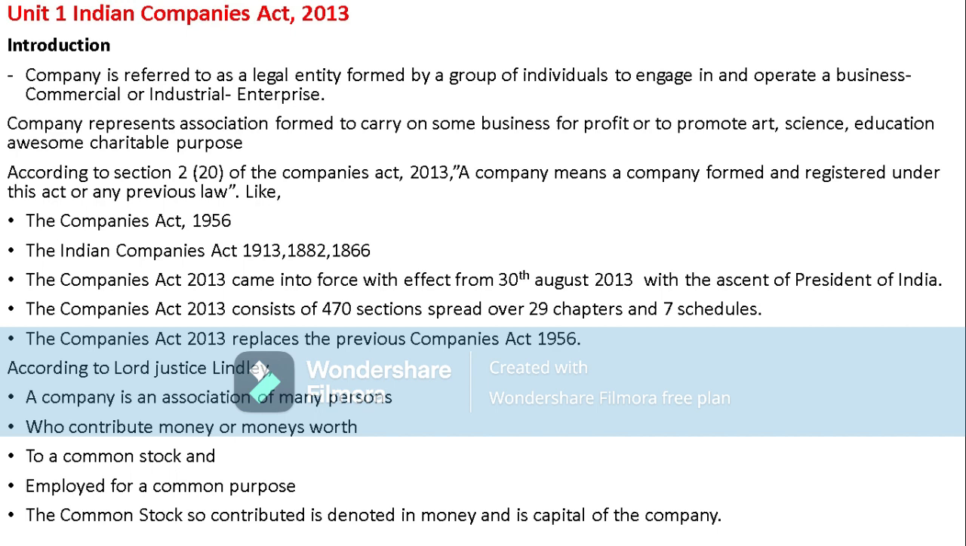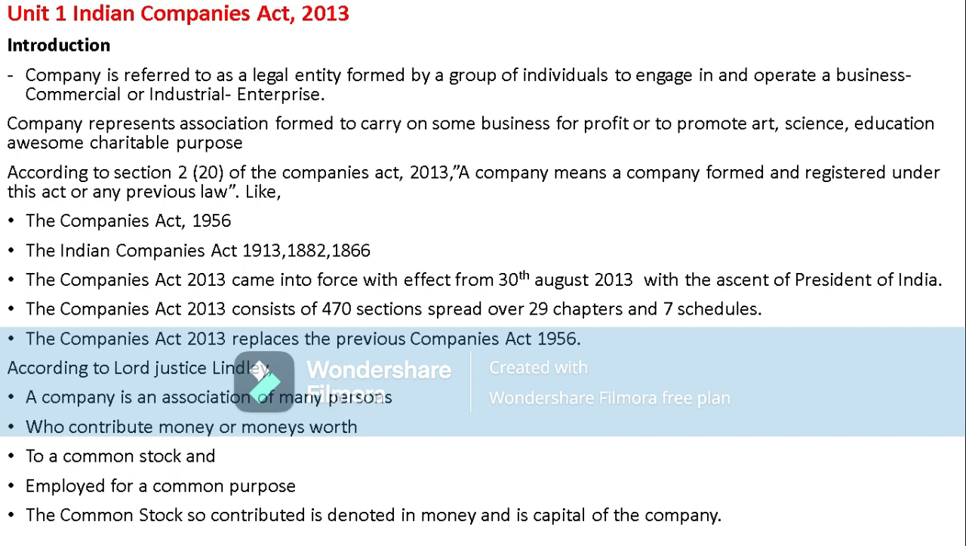Now coming to what a company means. A company is generally referred to as an association of persons, or a voluntary association of persons formed for the purpose of doing business, having a distinct name and limited liability. Distinct name in the sense that each association has its own name, and at the same time the liability will also be limited. So we can say that it is a legal entity formed by a group of individuals.